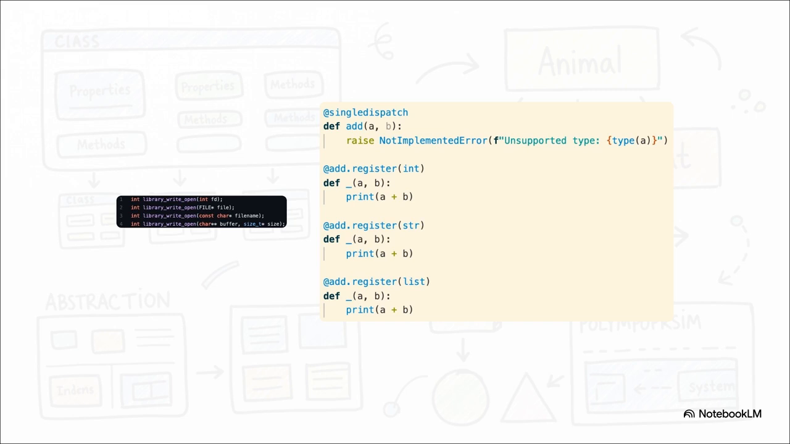On the right, Python handles it with something called single dispatch. The add function behaves completely differently whether you hand it an integer, a string, or a list. It's the exact same interface, but the execution is highly tailored based on the data type.